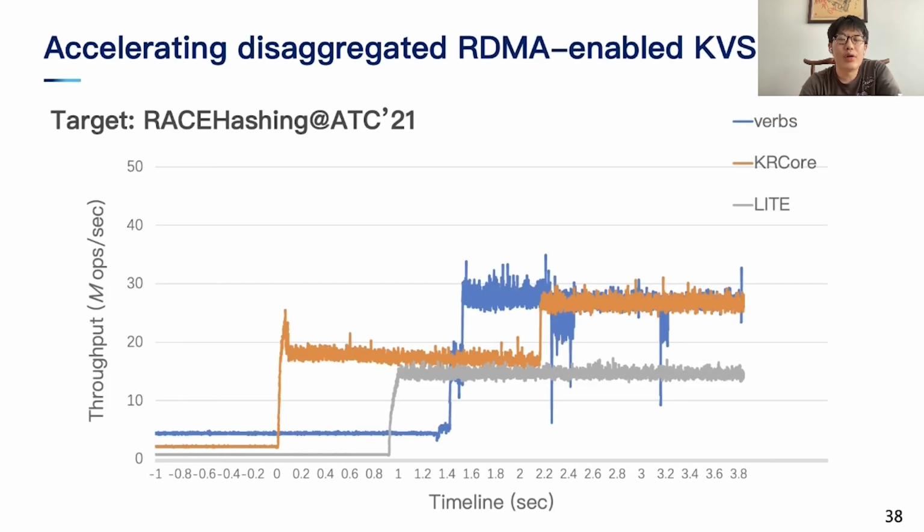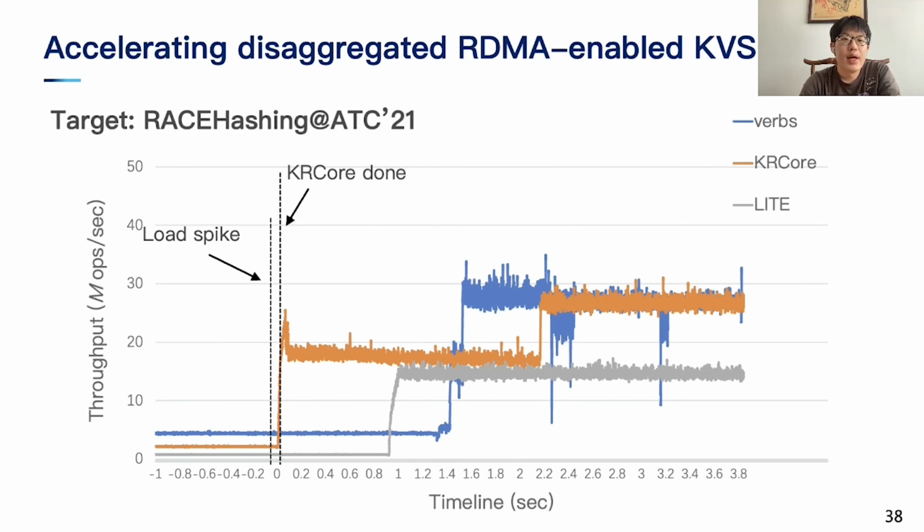Finally, we show that KRCore can benefit existing RDMA-enabled systems that require elasticity. We choose RACE hashing, a production disaggregated RDMA-enabled KVS store. At time 0, there's a load spike in the workloads. Therefore, RACE will dynamically spawn new computing nodes to accelerate its performance. KRCore can bootstrap all the nodes within 1 second, thanks to its fast control path. In comparison, verbs and LITE take several seconds to finish the connection.